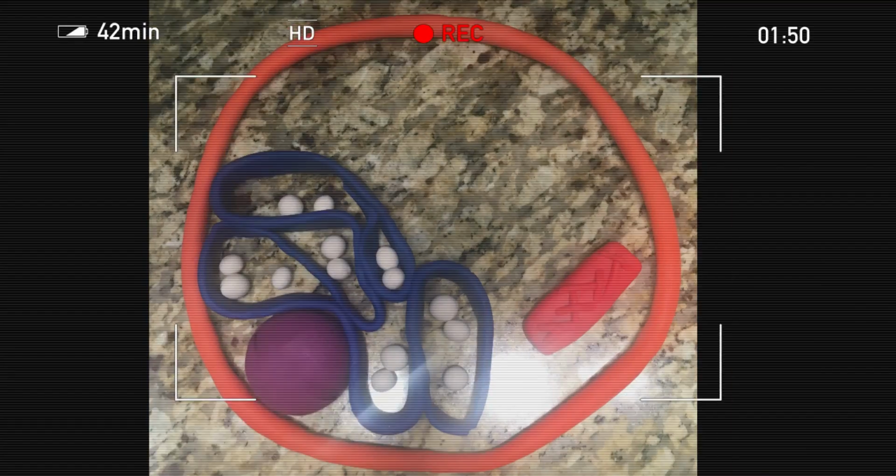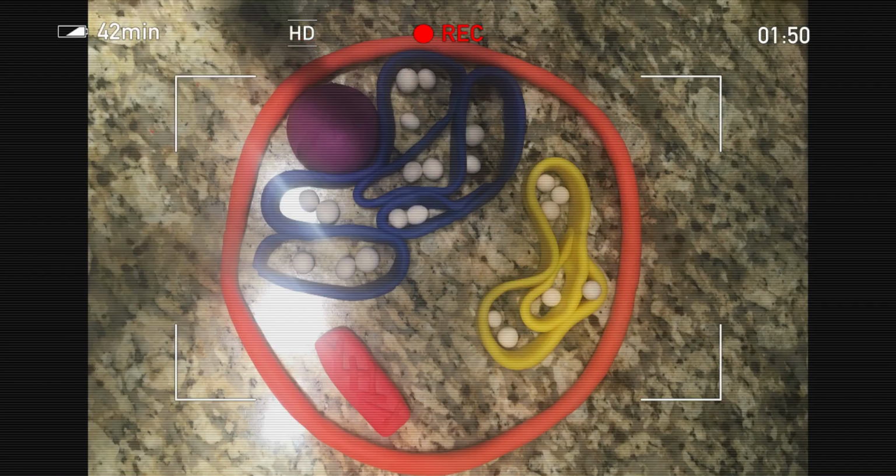The Golgi apparatus. The Golgi apparatus changes, separates, and packs materials from the endoplasmic reticulum for storage or release outside the cells. Next, we have lysosomes. Lysosomes break down lipids, carbohydrates, and proteins into small molecules that the cell can use.